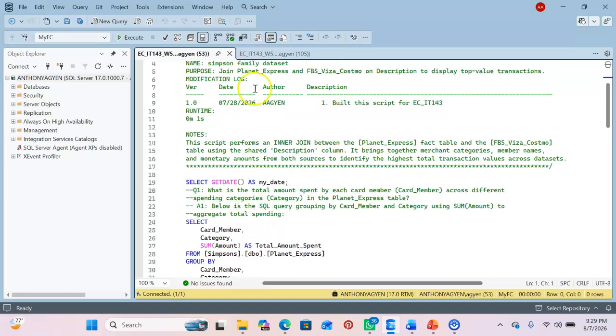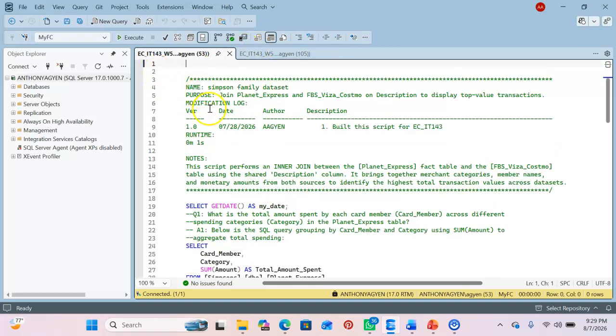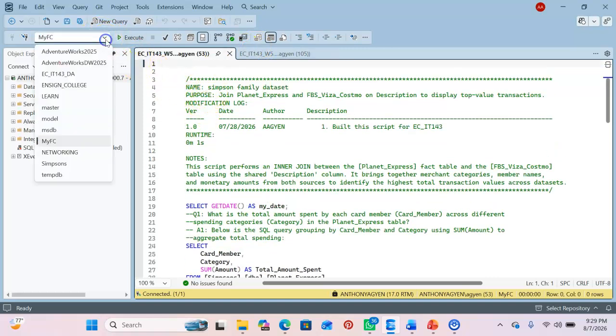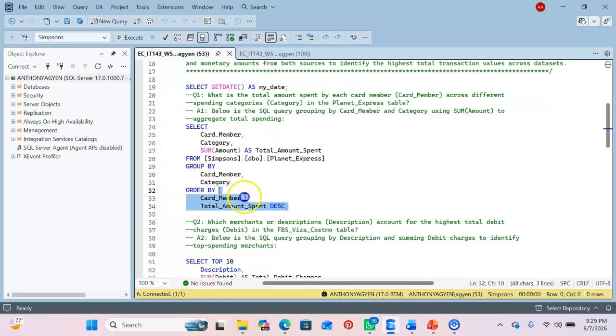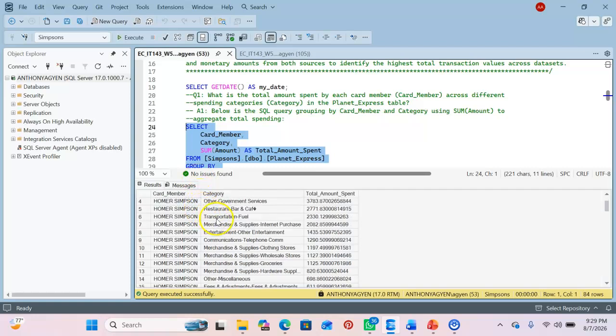This is the Simpson family dataset. So I'll choose the Simpson database. Then from here we will execute. This is our first question. So we will execute our first question. You see how we got the answer. We will then move on to our slide 2.